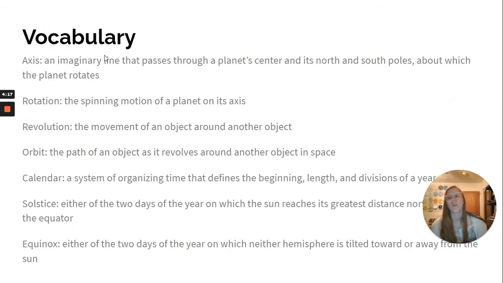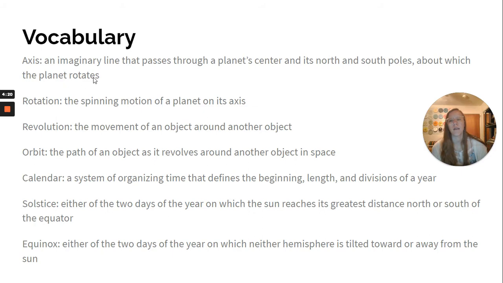All right? So our vocab. Axis: an imaginary line that passes through a planet's center and its north and south poles, about which the planet rotates. Rotation: the spinning motion of a planet on its axis. Revolution: the movement of an object around another object. Orbit: the path of an object as it revolves around another object in space. Calendar: a system of organizing time that defines the beginning, length, and divisions of a year. Solstice: either of the 2 days of the year on which the sun reaches its greatest distance north or south of the equator. Equinox: either of the 2 days of the year on which neither hemisphere is tilted toward or away from the sun.